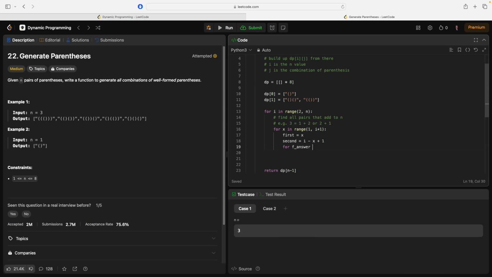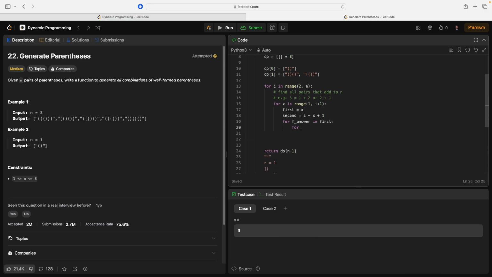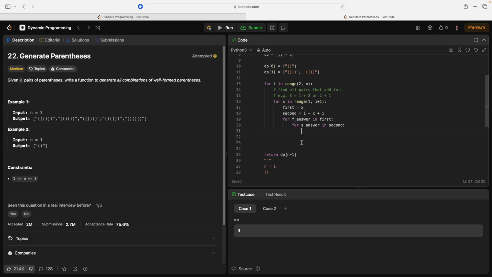For f answer in first, for s answer in second, dp i append f answer plus s answer.